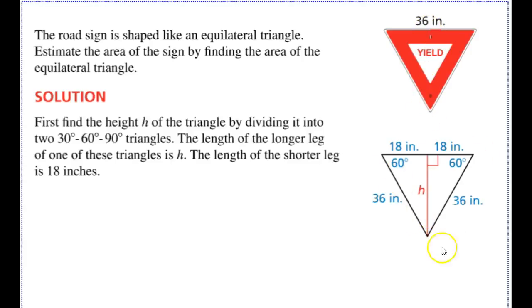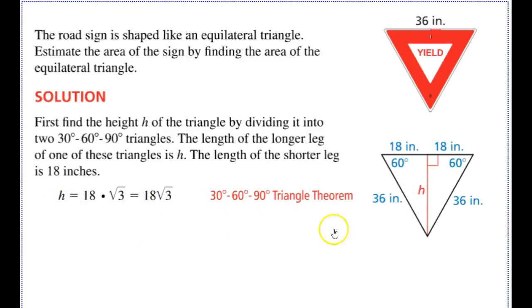Now here's just a drawing of what I now have. The longer leg is h, because it's across from my 60. The hypotenuse is 36, and the shorter leg is going to be 18 because I just cut that side in half and I cut this angle in half. So now I can find the length of the longer leg. I use my 30, 60, 90 triangles, and I know that the longer leg is the shorter leg times the square root of 3, which gives me 18 times the square root of 3.